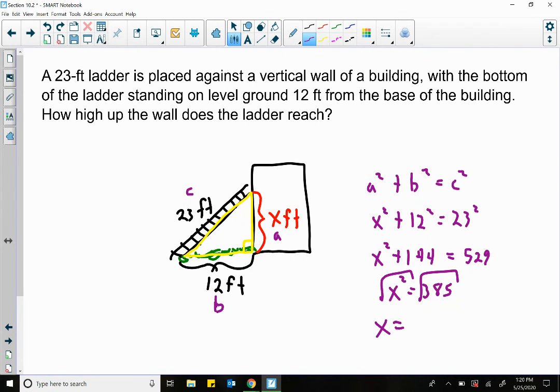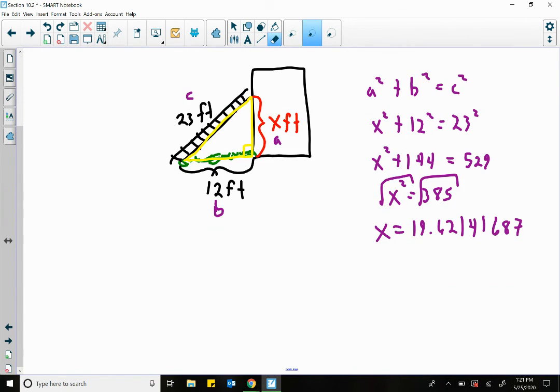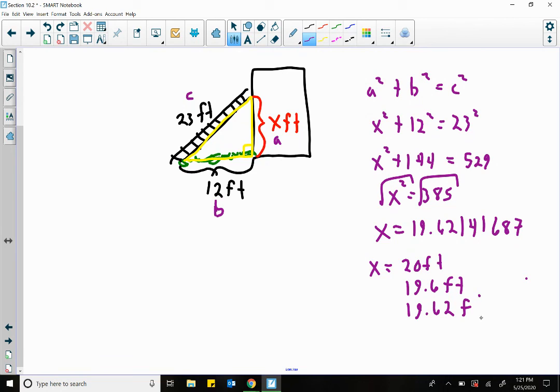So when you go into your calculator, you hit that second x squared, put in the 385, hit enter, and the calculator says it's 19.62141687. So if we round, again, it might say whole number, 10th, or 100th. Here are all the different possible answers. If you round to the nearest whole number, you have 20 feet. If you round to the nearest 10th, which I think is what they're going to have you do, it's 19.6 feet. If you round to the nearest 100th, it's 19.62 feet. So there are your answers.